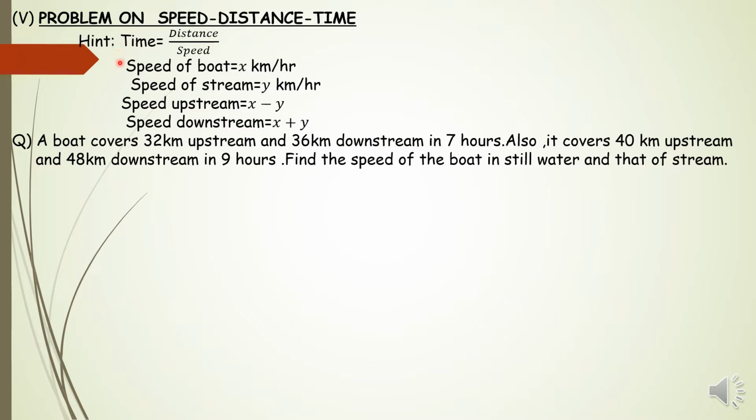For this type of question, we need to take the speed of the boat as x kilometer per hour and speed of the stream as y kilometer per hour. Listen children, you can take the speed of the boat as y kilometer per hour and speed of the stream as x kilometer per hour. That is your choice. But you need to keep in mind that speed upstream is x minus y, because I have taken the speed of the boat as x and speed of the stream as y.